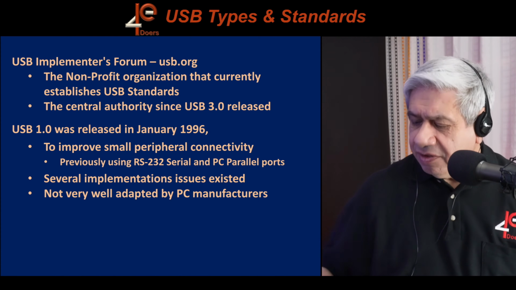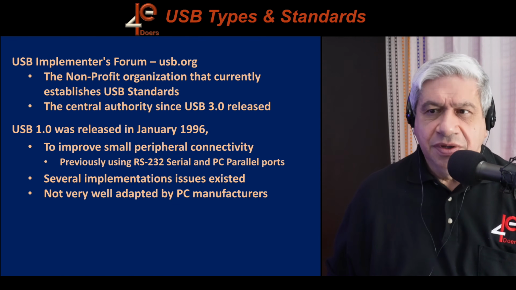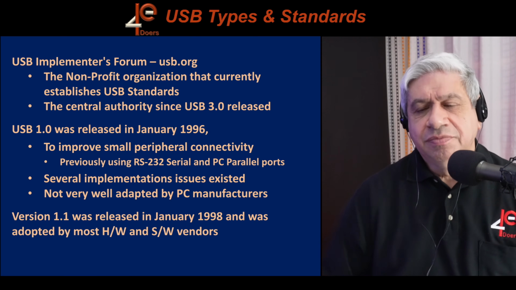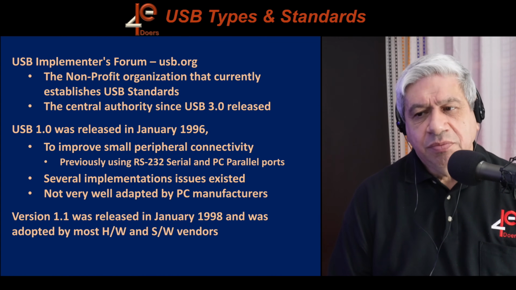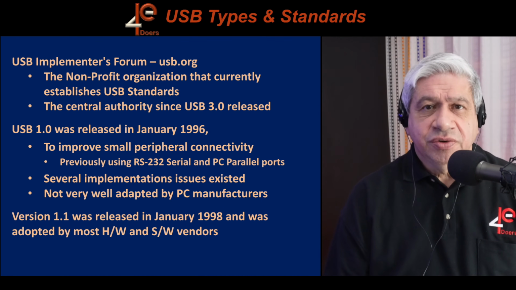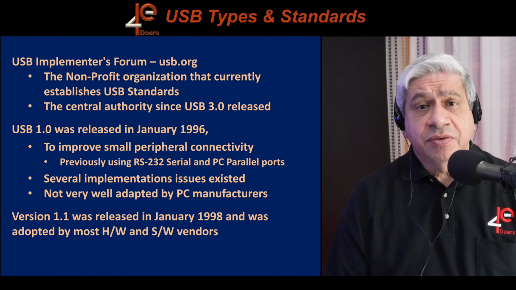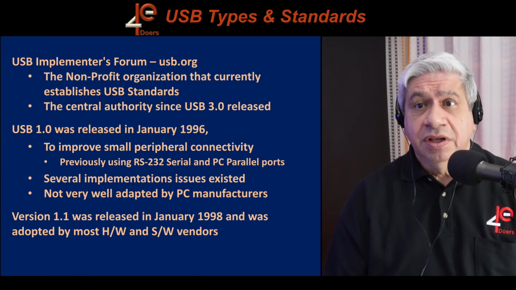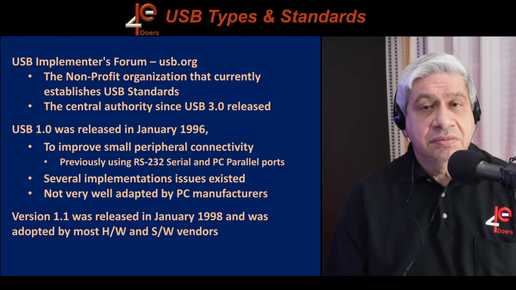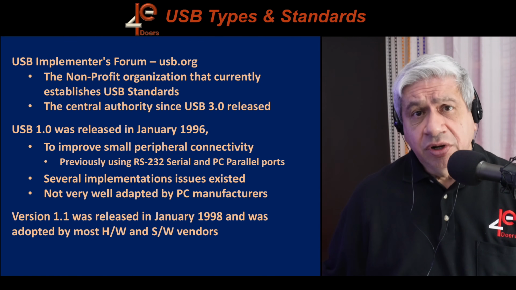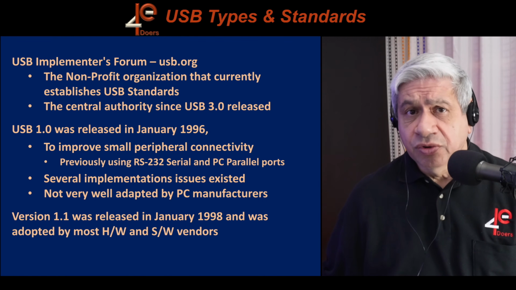Then they sat down and had a few meetings, and they came up with a new version. And that was released just a couple of years later, and it was called USB 1.1. Many more manufacturers adopted it, the hardware and software, because it needed special software to do some of the functions that you wanted it to do. For example, connecting up a camera to your PC. So it was a major step forward, and the speed was also improved considerably, as I'll show you a little bit later.